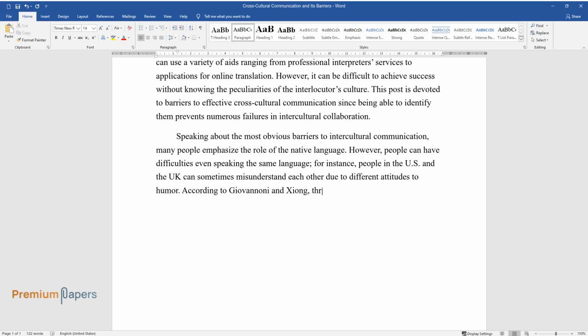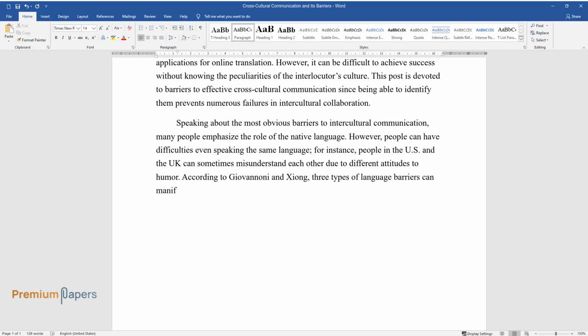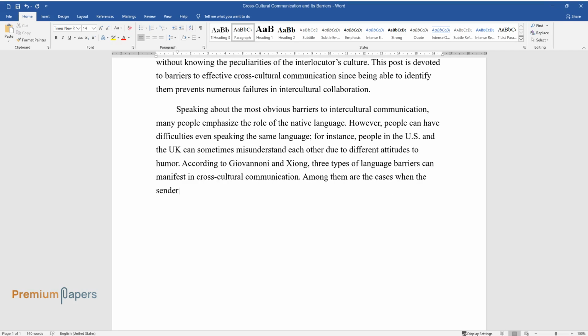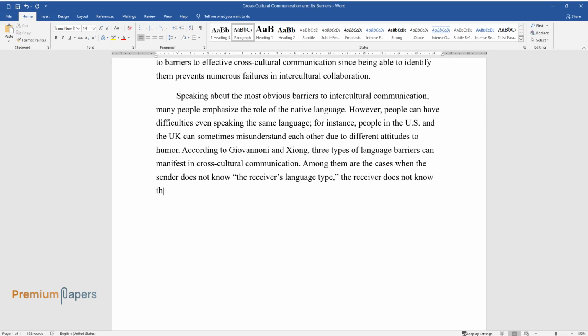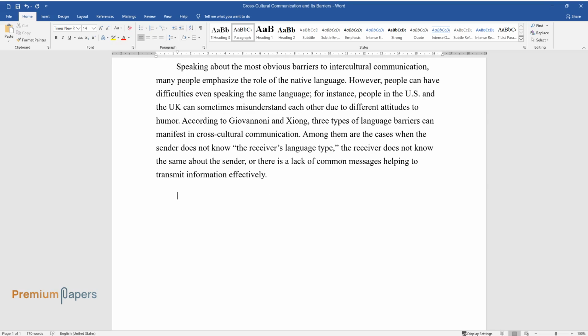According to Giovannoni and Xiong, 3 types of language barriers can manifest in cross-cultural communication. Among them are the cases when the sender does not know the receiver's language type, the receiver does not know the same about the sender, or there is a lack of common messages helping to transmit information effectively.